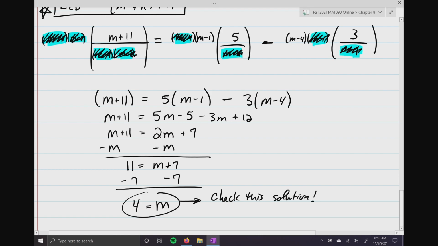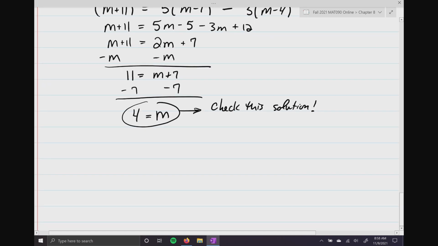Okay? So I'm going to write the original problem underneath. So the original problem was m plus 11 over m squared minus 5m plus 4 equals 5 over m minus 4 minus 3 over m minus 1. Now, I need to check this solution. And look what happens right here.